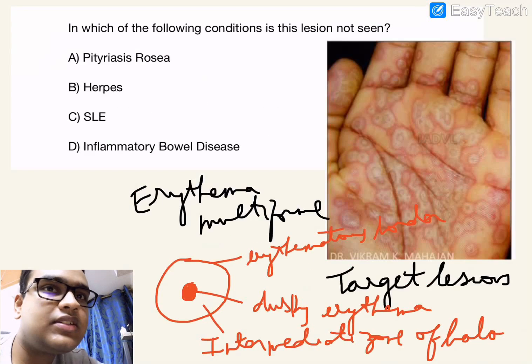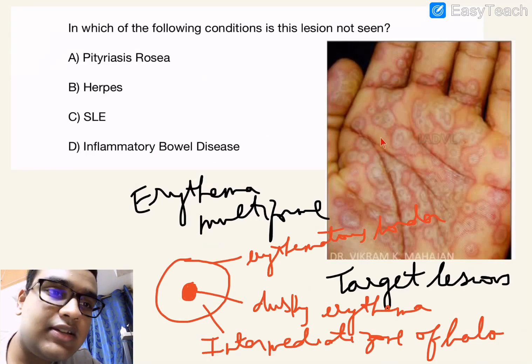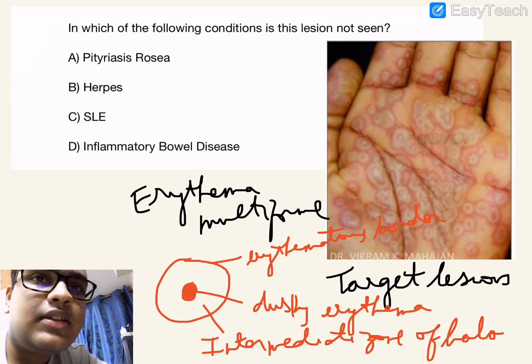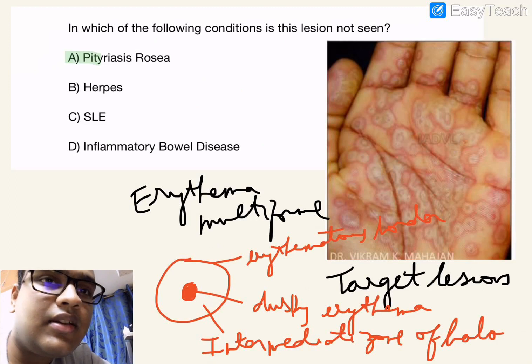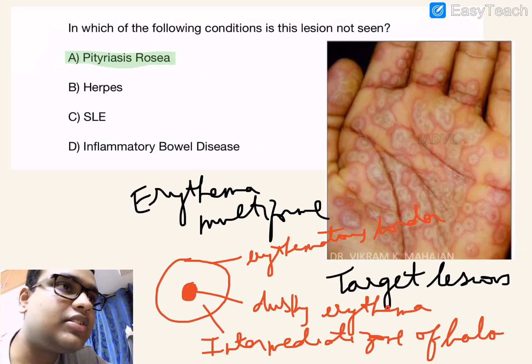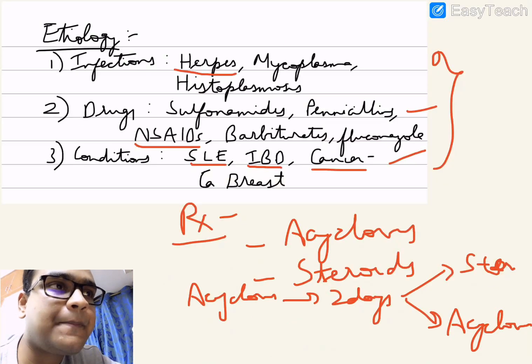So now coming to the question, in which of the following conditions is the lesion not seen? So we identify the lesion as erythema multiforme. In which of these conditions is erythema multiforme not seen? Since I discussed, the answer is pityriasis rosea. In herpes, SLE, and inflammatory bowel disease, erythema multiforme is a feature. So pityriasis rosea is a condition where erythema multiforme is not seen.